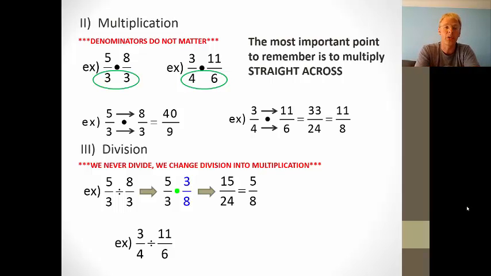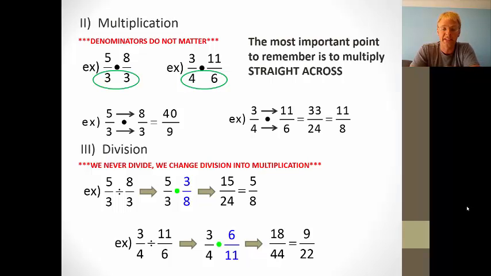In our other example, 3 over 4 divided by 11 over 6, we're going to change that to multiplication and then flip the second fraction there. So then we're going to multiply straight across, get 18 over 44, and reduce that to 9 over 22. One kind of common phrase that I've heard before, which might be helpful to remember, is when we're dividing fractions, remember keep, change, flip. Keep the first fraction, change the division to multiplication, and flip the second fraction. So for division, think of keep, change, flip.